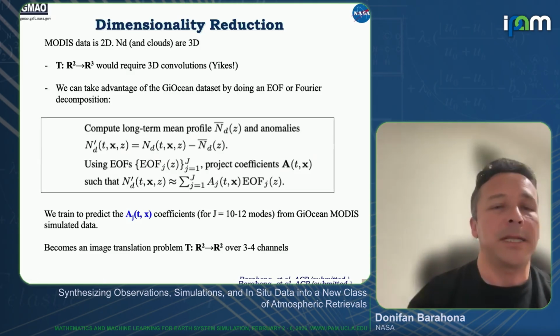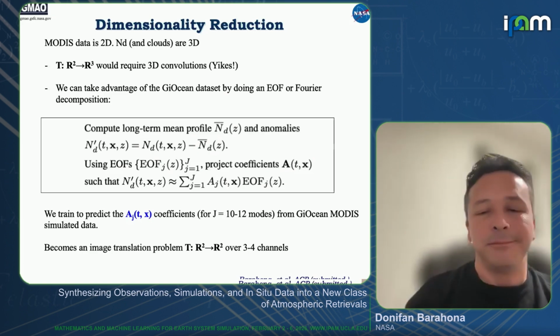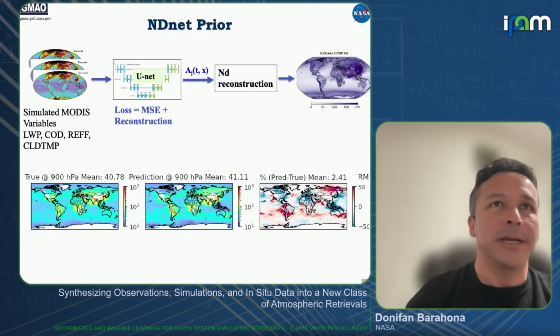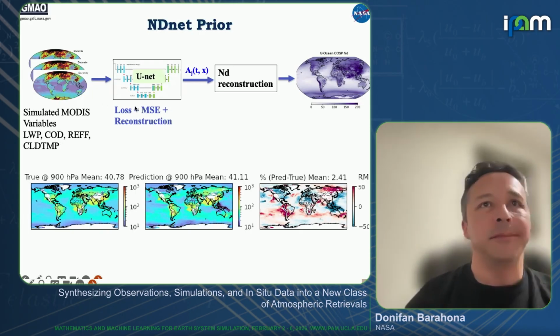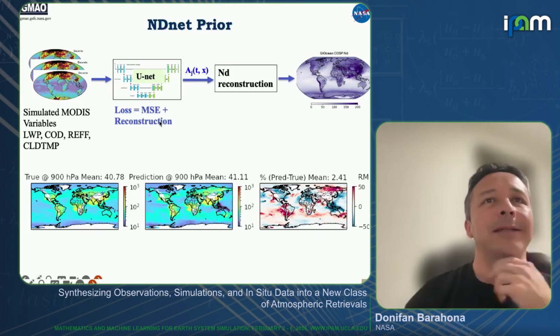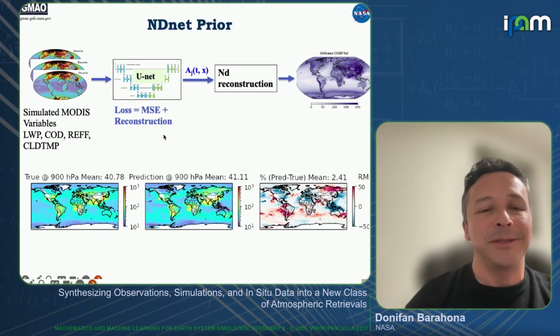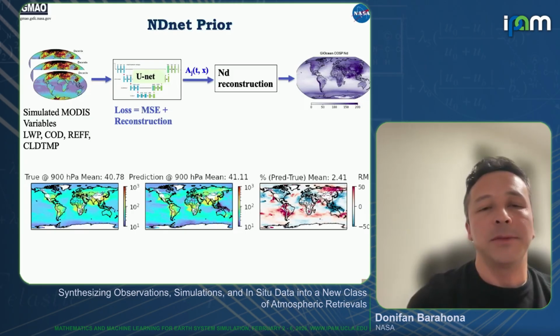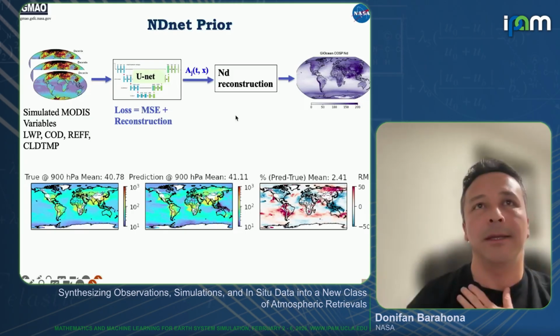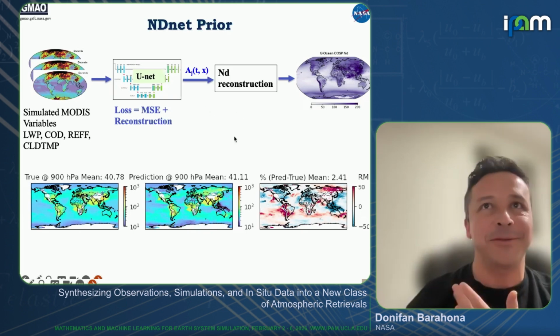This is essentially an image translation problem, right? And that suggests that we can probably use a U-Net for this, which is exactly what we did. So we have these simulated model variables, then we train a U-Net using MSE as a loss. I should mention that we cannot get rid of the whole 3D data set, but we can use it in this way, just in the loss. So during the loss, we reconstruct ND, and then we can get a better constraint.